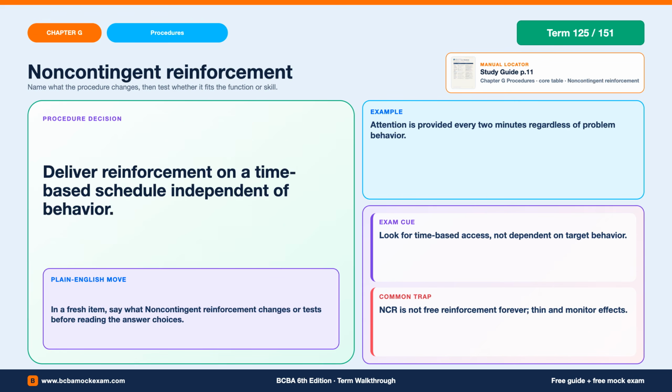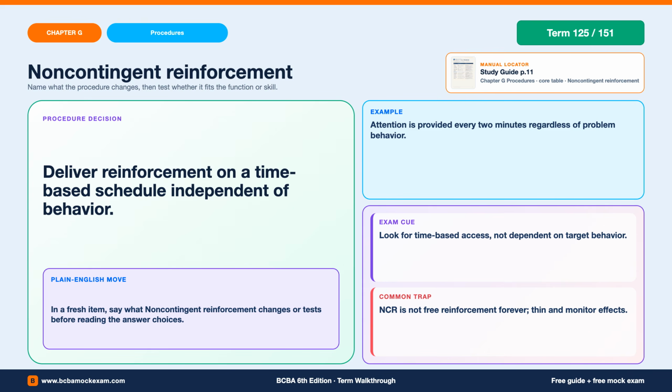Non-contingent reinforcement. NCR delivers reinforcement on a time-based schedule, not contingent on the problem behavior. A common wrong turn is forgetting to thin and monitor behavior change. In plain English, it means deliver reinforcement on a time-based schedule independent of behavior. Here is how that shows up in practice. Attention is provided every 2 minutes regardless of problem behavior.